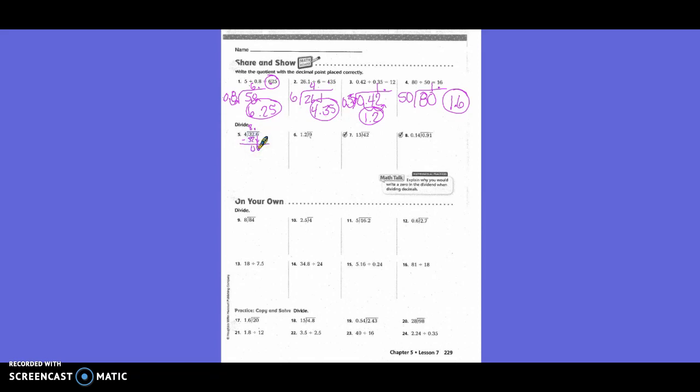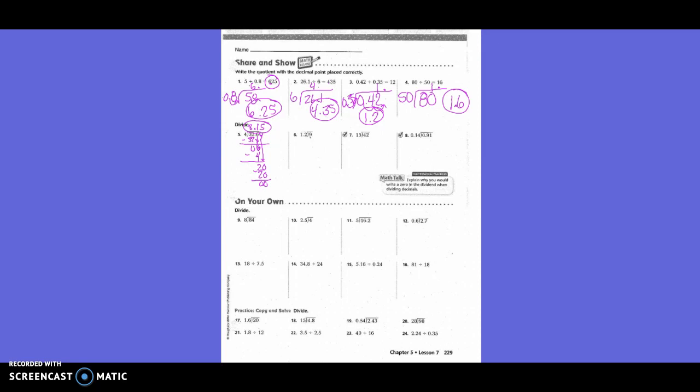So 4 into 6 is 1. 1 times 4 is 4. 6 minus 4 is 2. Now, can I just leave that 2 hanging out there? No. I need to add another 0 in my dividend and then bring it down. 4 into 20 is 5. 5 times 4 is 20. Is there anything left over? No. So my answer is 8 and 15 hundredths.